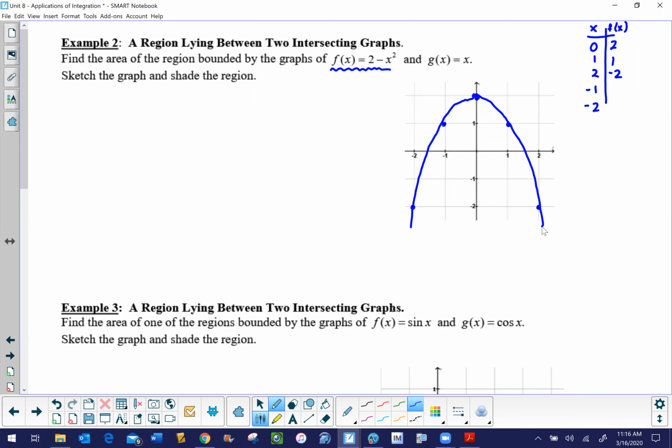All right. And then if I move on over to g of x equals x, that would be our good friend, the diagonal line, that passes through the origin and has a slope of 1. All right. So I'm going to go ahead and shade this region in.